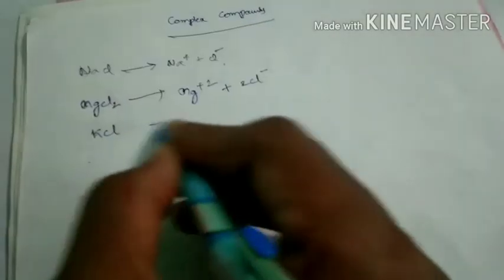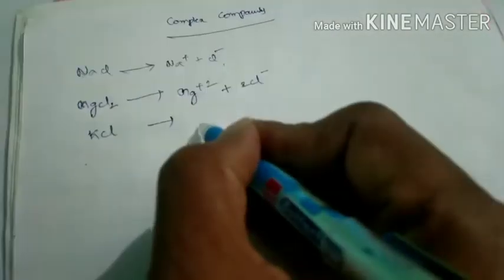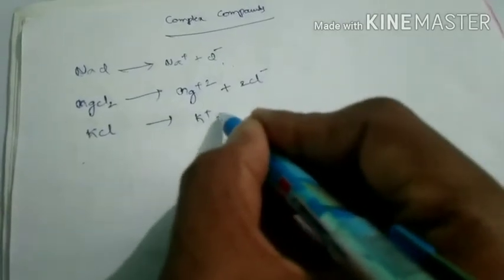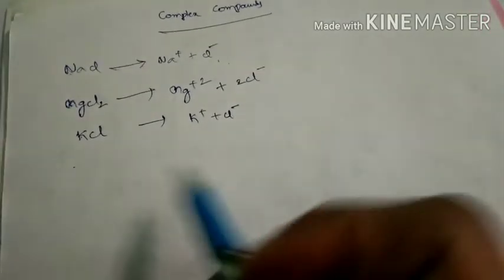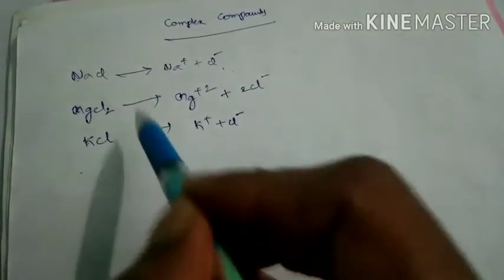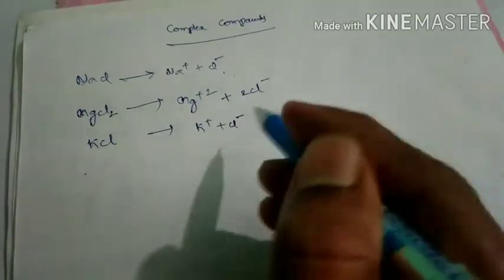When you take KCl compound, it also undergoes dissociation like the above compounds. Then these ions will be formed. They are K plus and Cl minus. We know that about all these three when they are present in water.